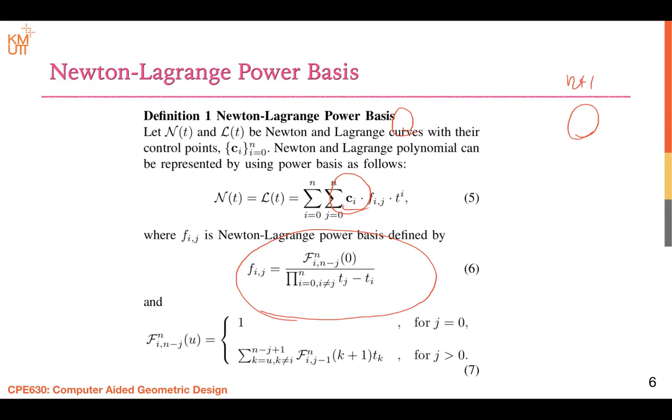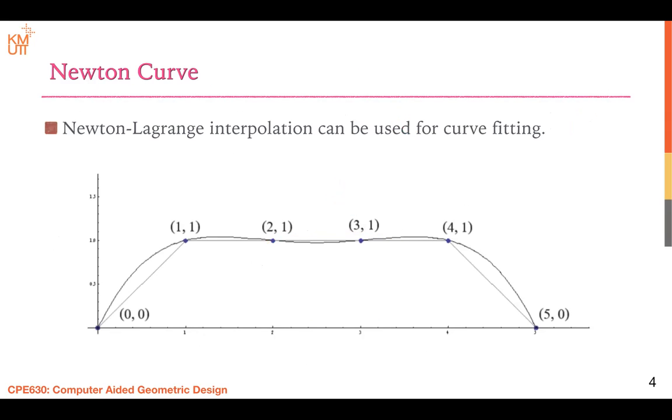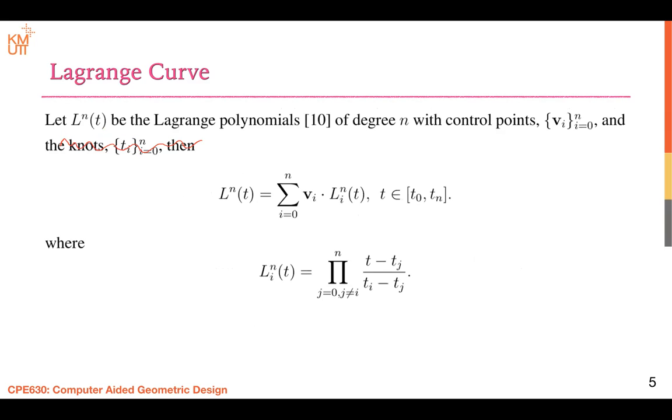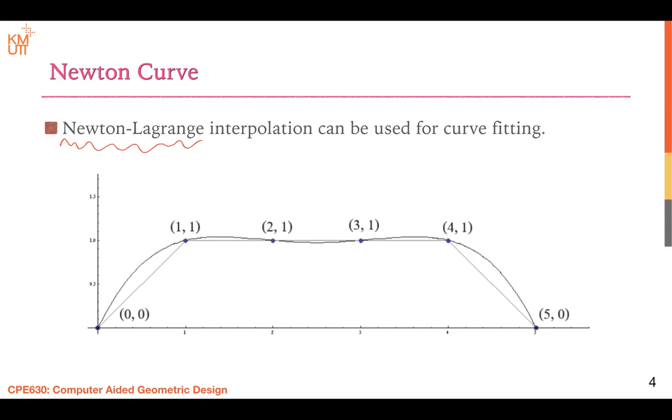I would like to say that if you come back to this, you can see that I write Newton and Lagrange. I would say that Newton polynomial are different to the Lagrange polynomial, but accidentally they invent their polynomials from different times in different places. They never talk to each other, but the result of their polynomial are the same. You can get the same curve like this if you use Newton polynomial or Lagrange polynomial in order to interpolate the curve according to the given control points.